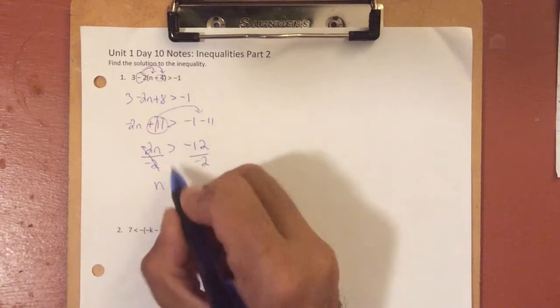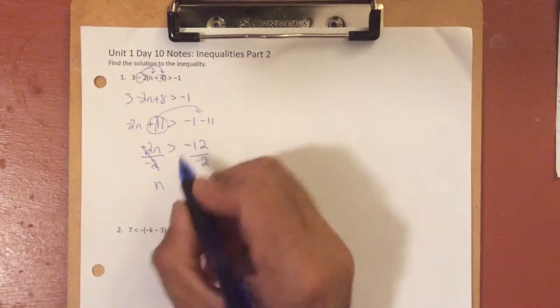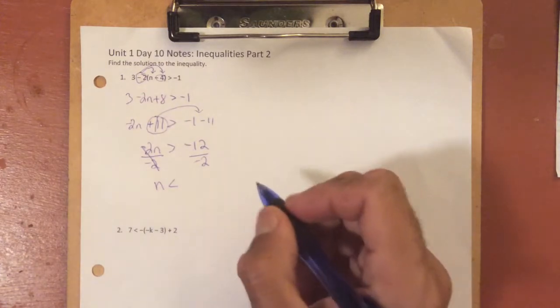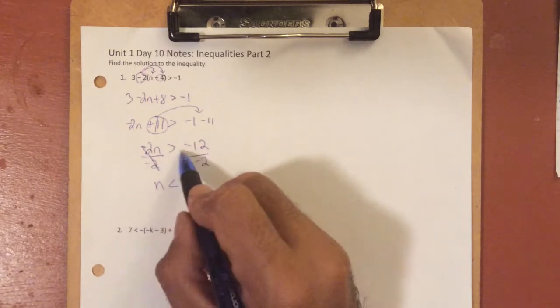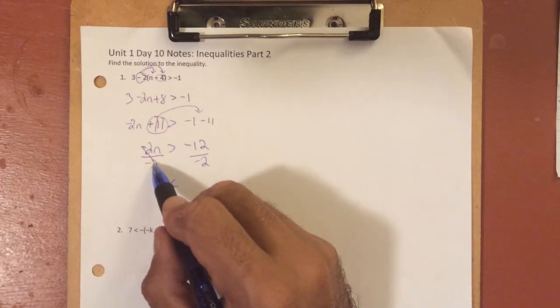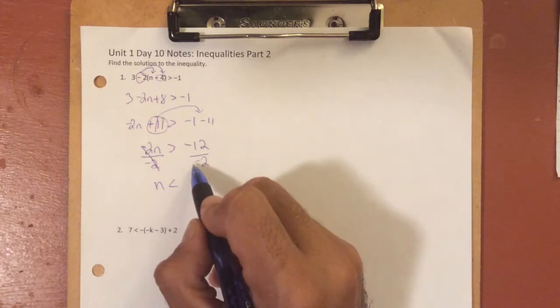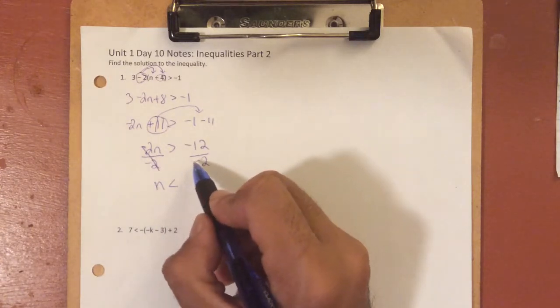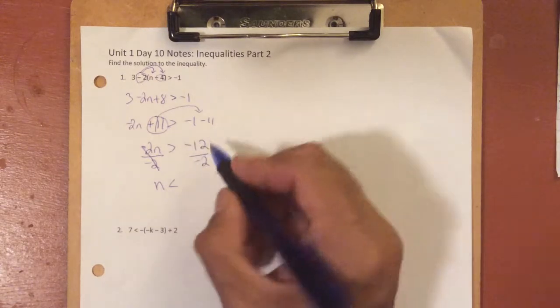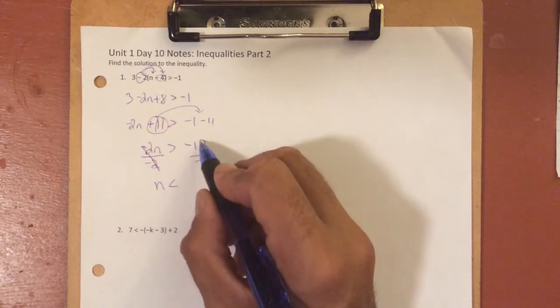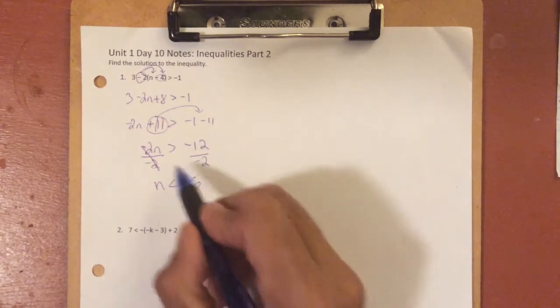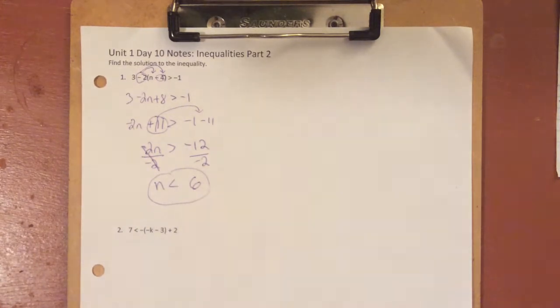So n, and remember, because we're dividing by a negative number, we have to flip the symbol. Now, I could care less if this number was a positive or negative. That has nothing to do with the sign. The only thing that can affect the sign is the number that I'm moving, the number that's in front of the variable. If I'm moving that and it's a negative, then it flips. So basically, if you're multiplying or dividing by a negative number, which we are in this problem. So negative divided by negative is a positive. 12 divided by 2 is 6. So my final answer is n is less than 6.